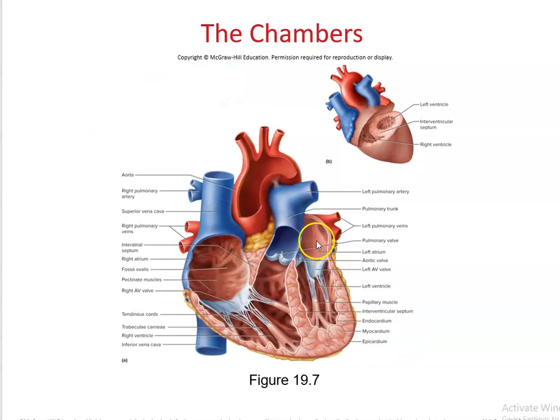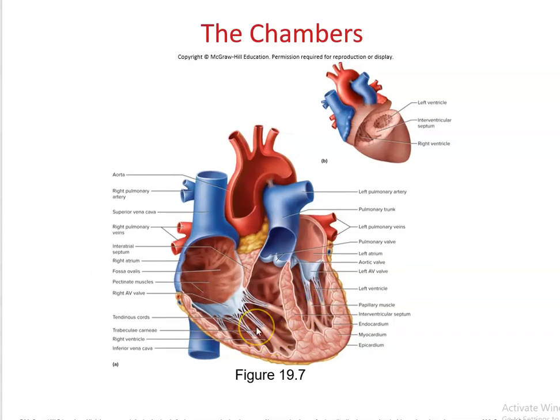The heart has four chambers. We have two atria, the left atrium and the right atrium, and two ventricles, the left ventricle and the right ventricle. The atria are two superior chambers receiving blood returning to the heart. Then the ventricles are two inferior chambers that pump blood into arteries.